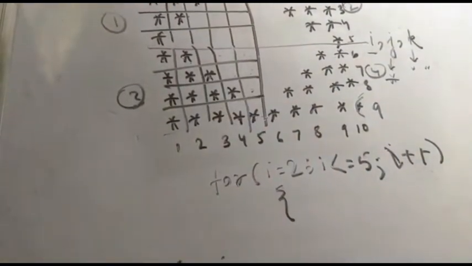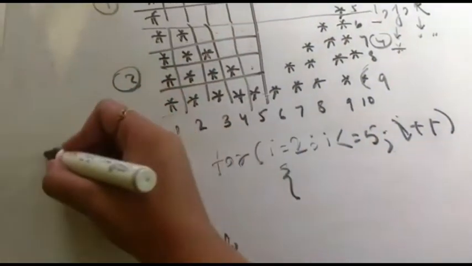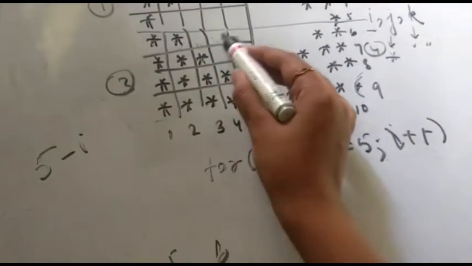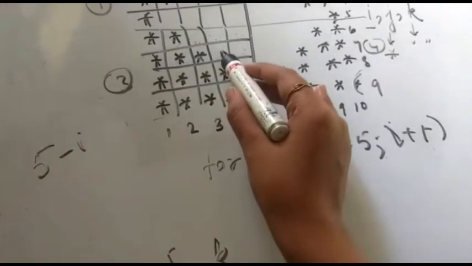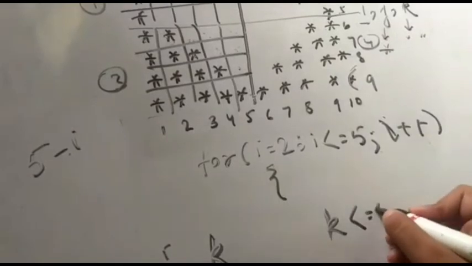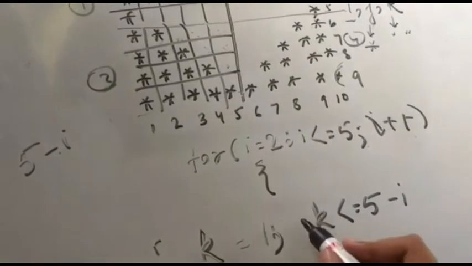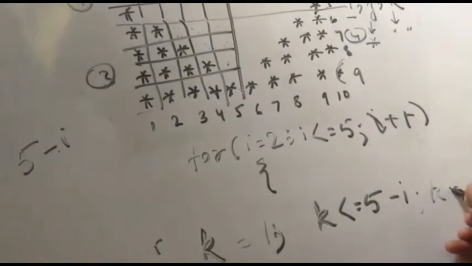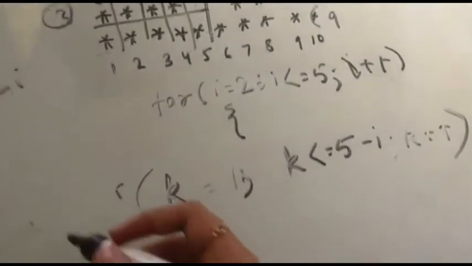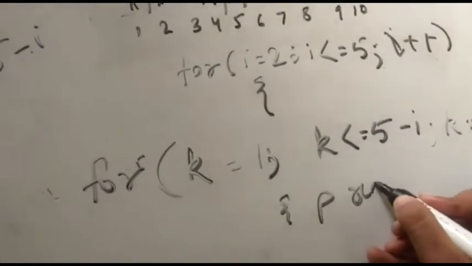So what does this mean? It means that the number of spaces is equal to 5 minus I, because when I is 2 and we are doing 5 minus 2, we are getting 3 spaces. When I is equal to 3, we are getting 5 minus 3, which is 2 spaces. So K is less than or equal to 5 minus I, and it is starting from 1 and it is incrementing. And then we are going to print space.